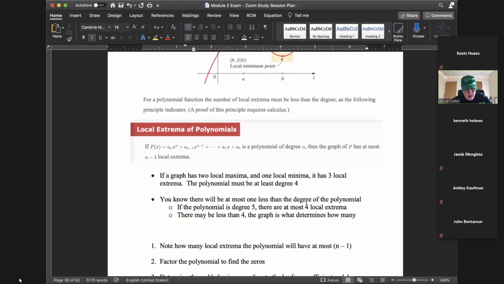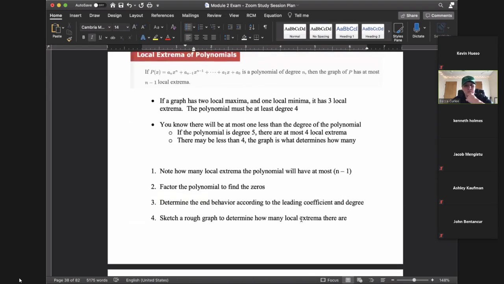So if a graph has 2 local maxima and 1 local minimum, it has 3 local extrema. So the polynomial must be at least degree 4, because if it's degree 4, there's going to be 4 minus 1 local extrema at most. It could have less than that. So you know that there will be at most one less than the degree of the polynomial. If the polynomial is degree 5, then there are at most 4 local extrema. There may be less than 4. The graph is what determines how many.